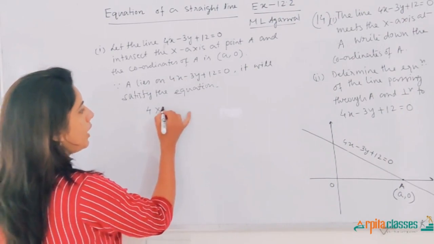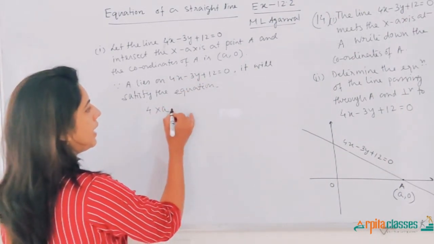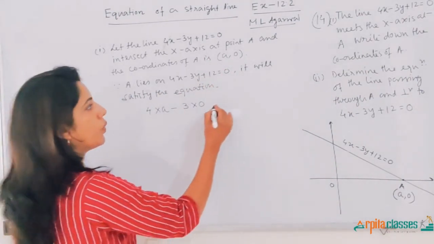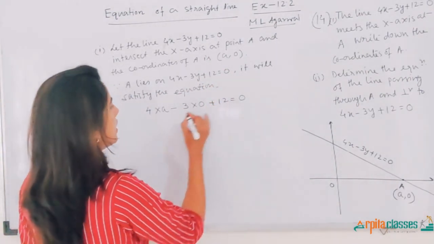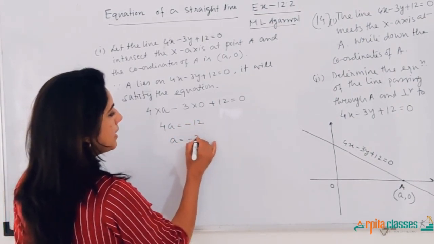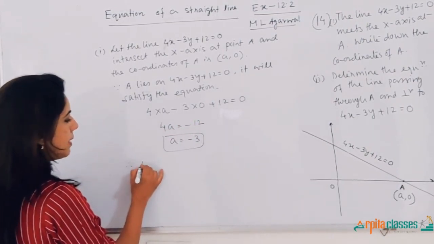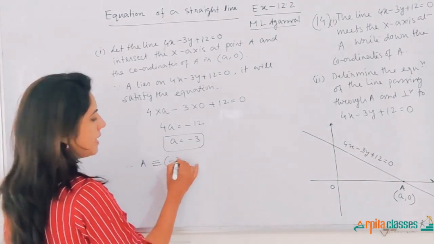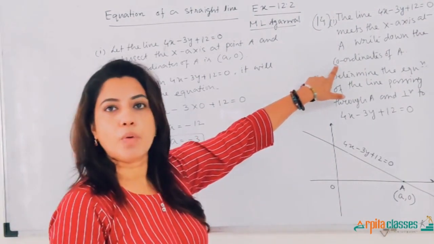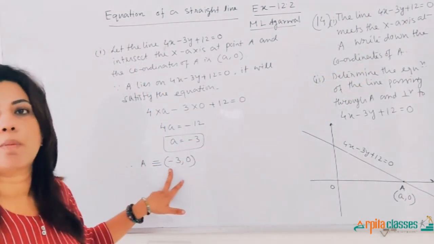So 4 into A, in place of x I am putting A, minus 3 into 0, in place of y I am putting 0, plus 12 is equal to 0. So 4A should be minus 12 or A should be minus 3. That means I am getting the coordinates of A as minus 3 comma 0. This is my first part, the coordinates of A. So that's minus 3 comma 0.